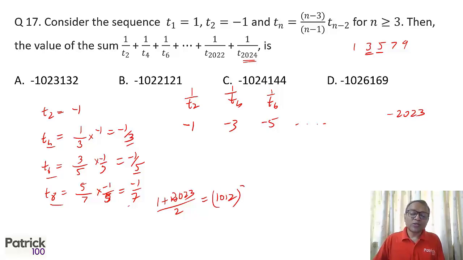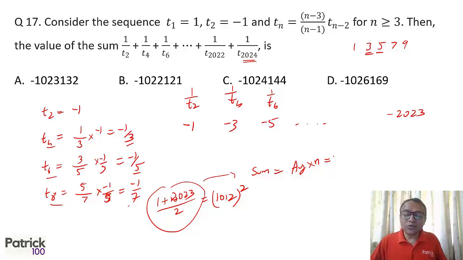So it will be 1012 square. Or you can do it by AP. In arithmetic progression, sum is equal to average into n. Average is the middle number, which comes to 1012. I know the answer is negative, but I'm not taking the negative as such in the calculation, since all the options are anyway negative.